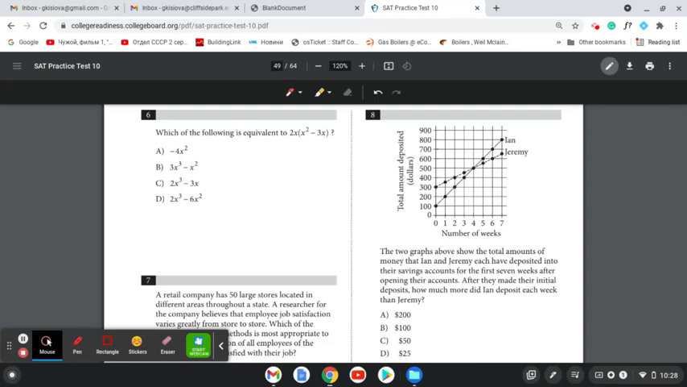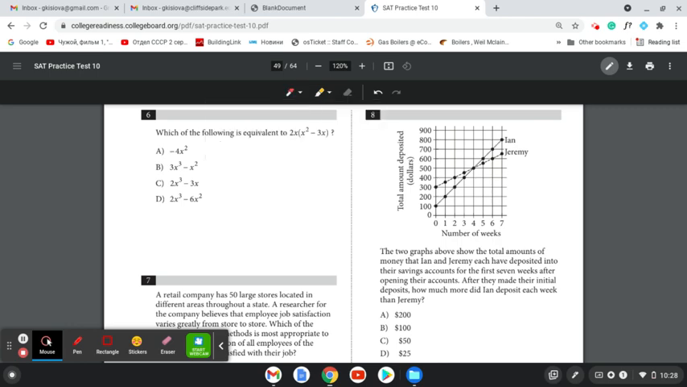SAT test 10, question number 8, on the calculator section. You're given two graphs that show the total amounts of money that Ian and Jeremy each have deposited into their savings account for the first 7 weeks after opening their accounts. After they made their initial deposits, how much more did Ian deposit each week than Jeremy?